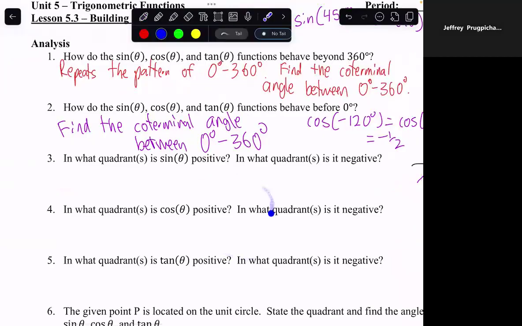Now questions 3, 4, and 5. I'm asking in which quadrant each of the trig functions is positive or negative. Go and take a moment to look back at your diagram, and list for me in which quadrant or quadrants sine is a positive number. On the other hand, in which quadrant or quadrants is it a negative number? And then repeat for cosine and tangent.